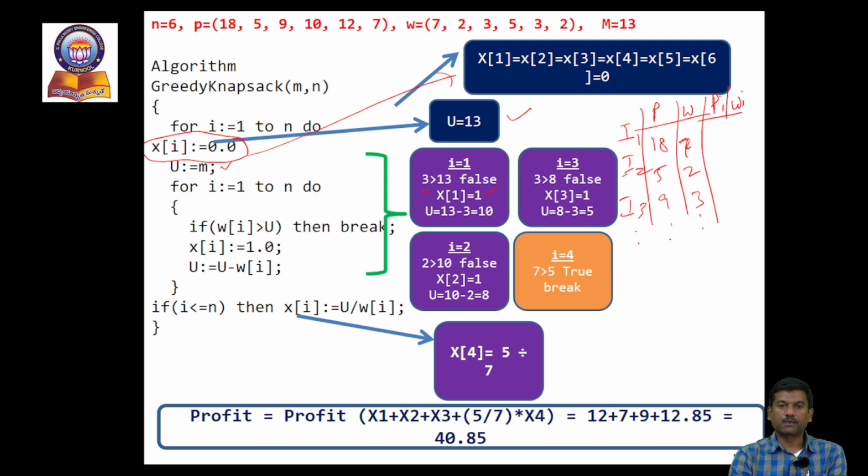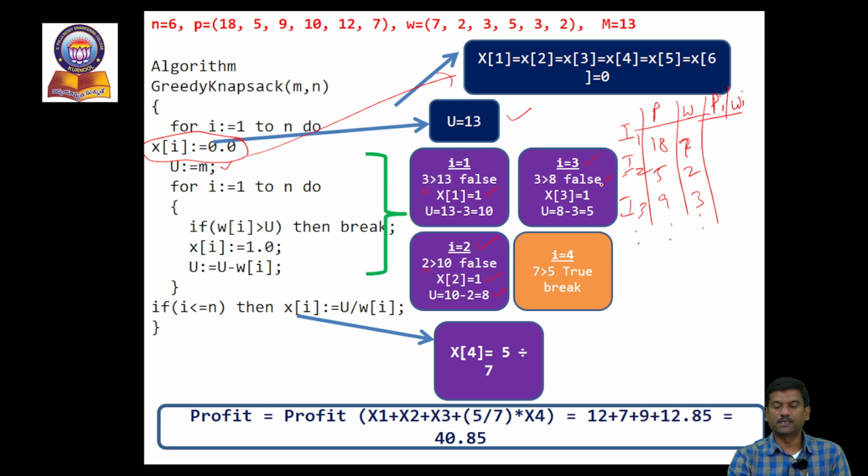And you also need to calculate the remaining balance that the knapsack can hold. That is u equal to 13 minus 3, which is equal to 10. Then take the next item, that is i equal to 2, and the weight of that second item is equal to 2. Check whether 2 is greater than 10. It is a false condition. If it is a false condition, then you can take the entire second item and calculate the remaining balance.